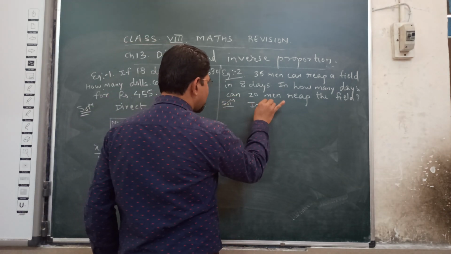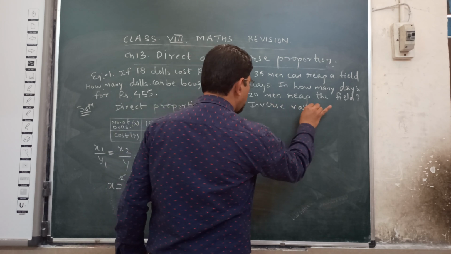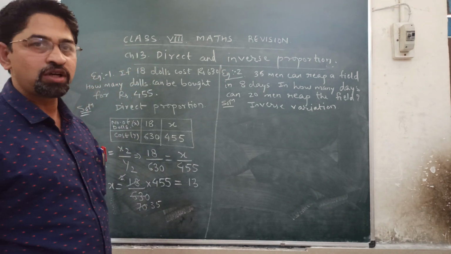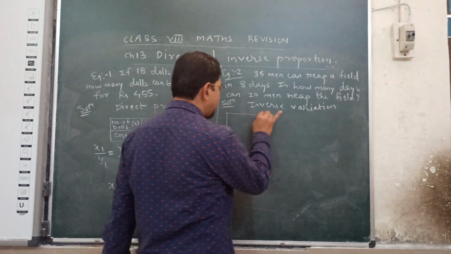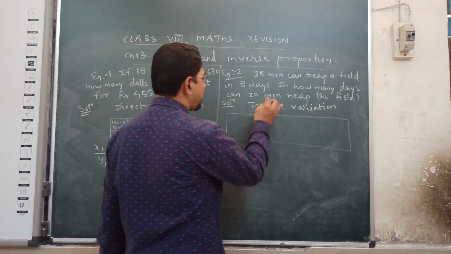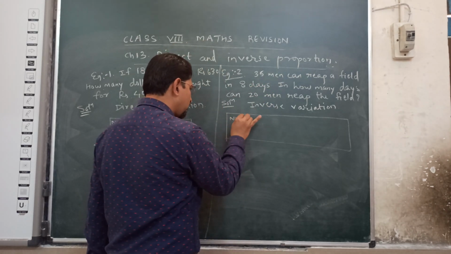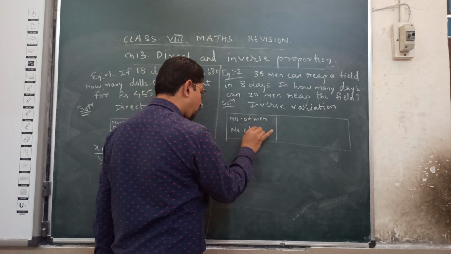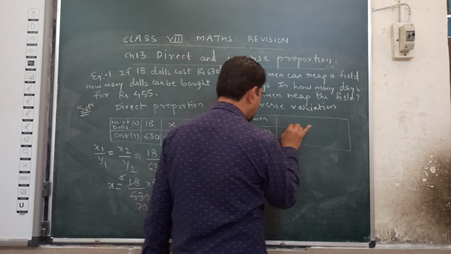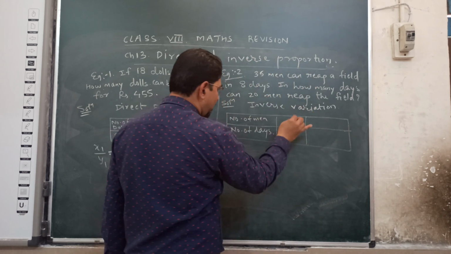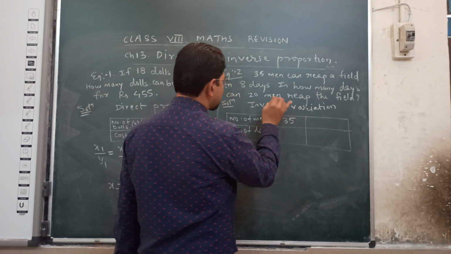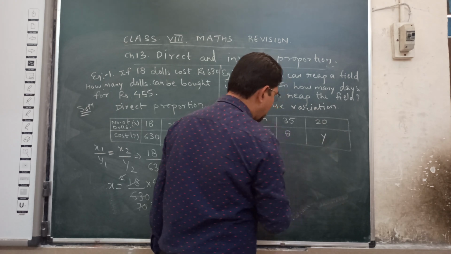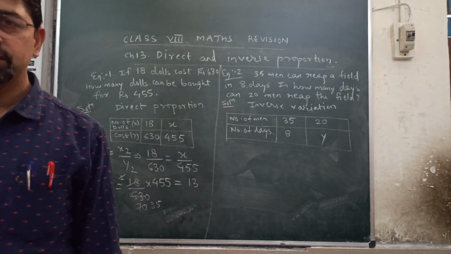This is inverse variation. The first thing you should do is identify whether it is direct variation or inverse variation. Then we will complete the table. In the table we have to write number of men, number of days. So when there are 35 men, it is completed in 8 days. If there are 20 men, it will be completed in how many days?